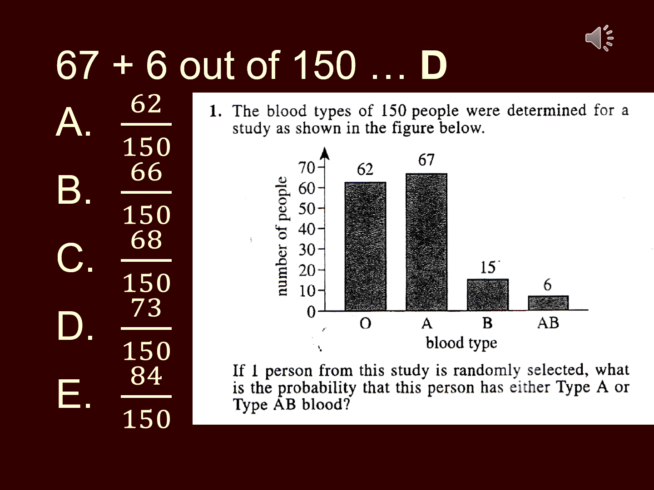So this one really is an easy question. All you do for OR problems in probability is remember OR means plus. So I take 67, who had type A, plus 6, who had type AB, out of my total of 150 people. That's 73 out of 150, and that is D.